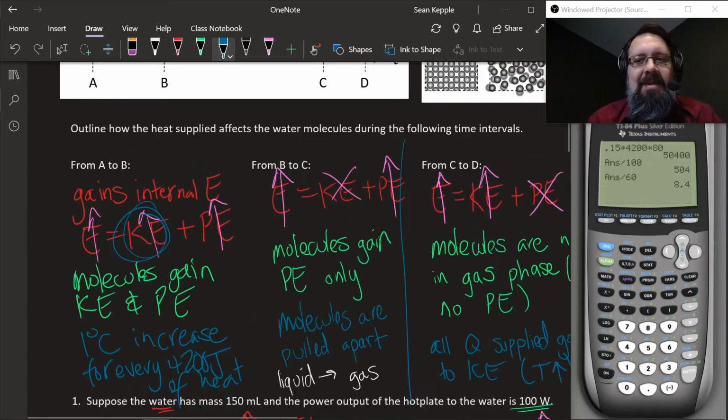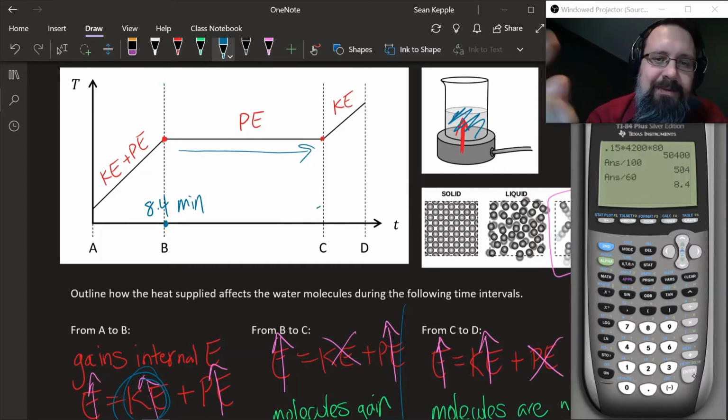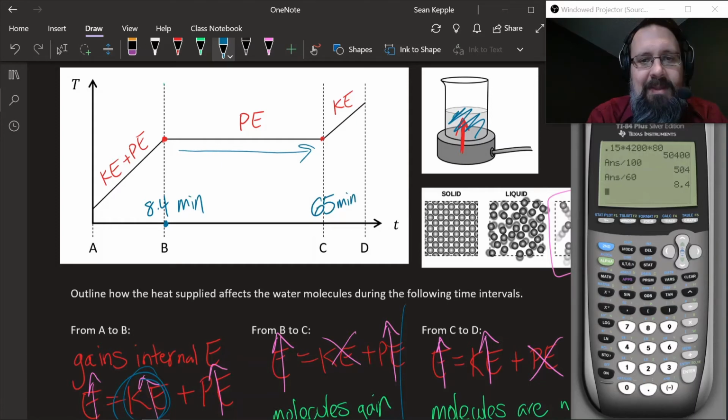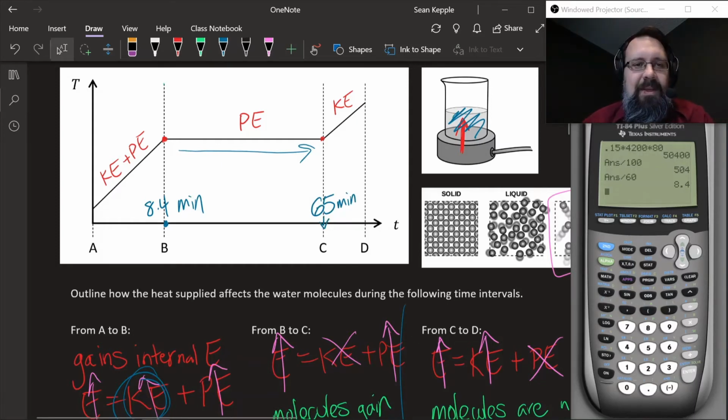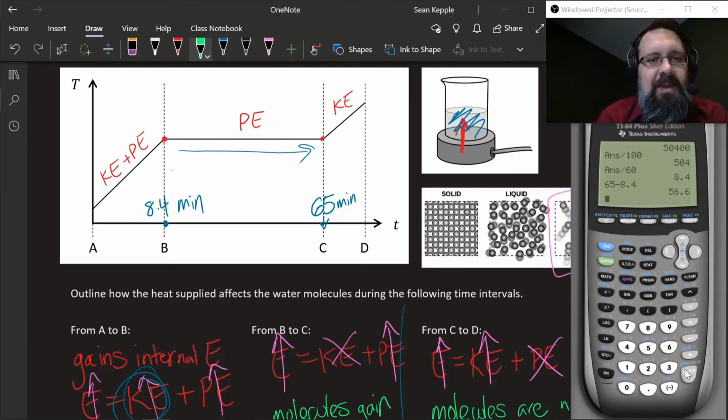So the time at C is 65 minutes. So here I'm going to put 65 minutes. 65 minutes is the time at C. So how much time did it take from 8.4 to 65? We're just going to subtract those two. 65 minus 8.4, so it took 56.6 minutes. So the time from B to C is 56.6 minutes.